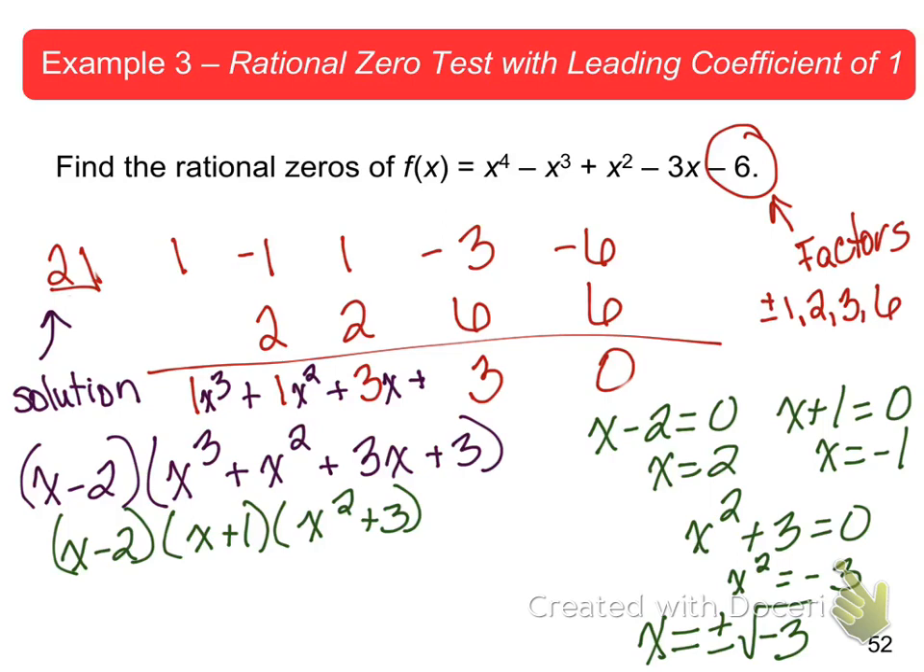In our situation right here, I've got x squared equals negative 3. Take the square root of both sides. I'm left with x equals plus or minus the square root of negative 3. So don't forget that plus or minus. Now, what's that negative 3? What do I have to pull out? I.